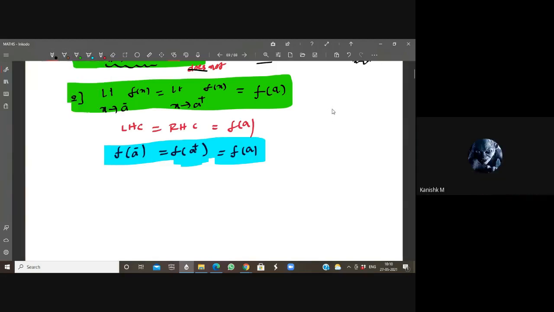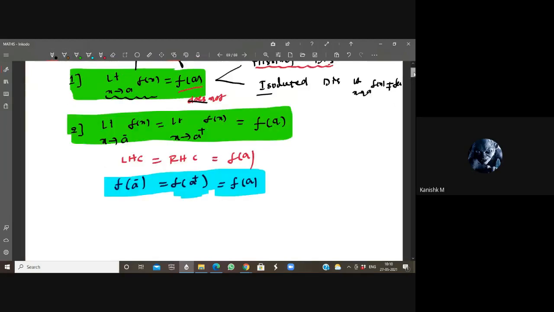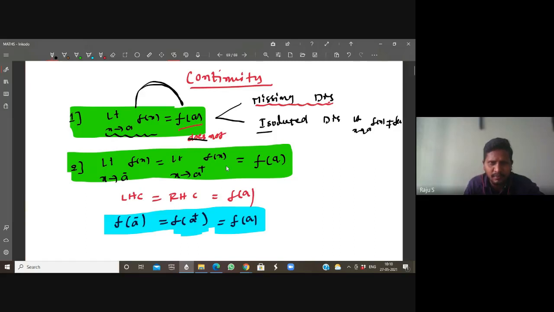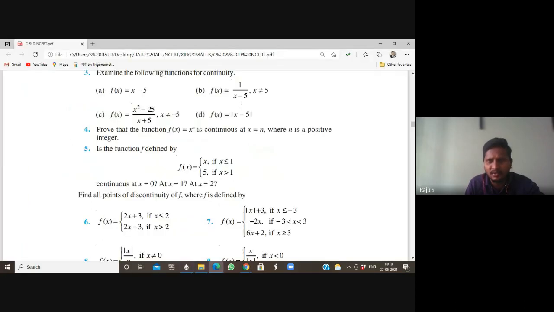Sir, I have a doubt. Yeah. Sir, if the second condition is fulfilled, LHC equals RHC equals f of a, then automatically the first condition will be fulfilled. Here, this one. Yeah, here some cases. What is the meaning here? The meaning of this is, as you said, LHC should equal RHC. For example, see the first question.